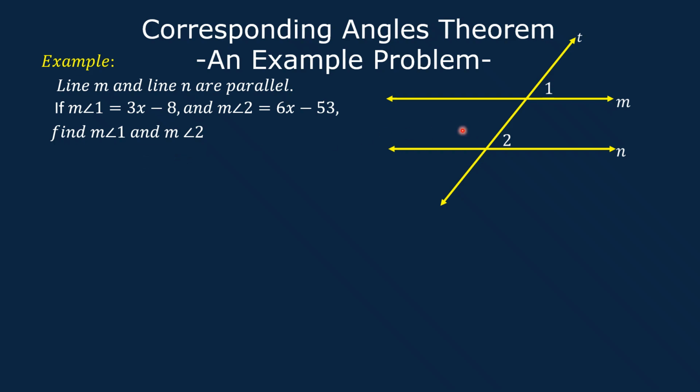This is the figure. This is the line M and this is line N. These two lines are parallel, and this line cutting the two parallel lines is the transversal T. This is the angle 1 and this is angle 2.